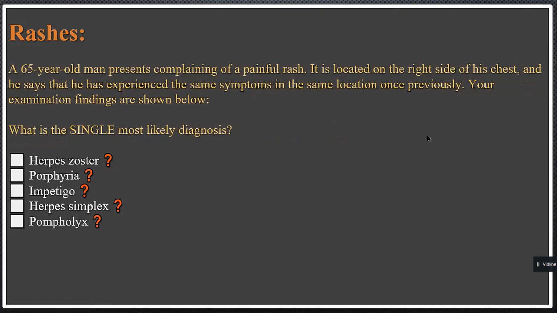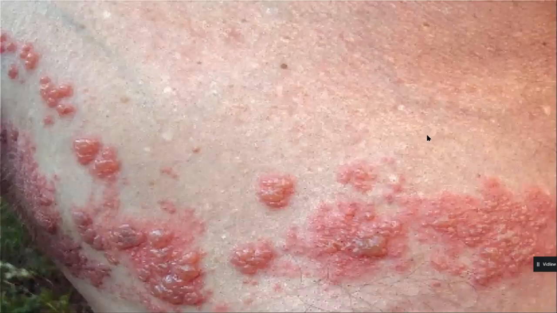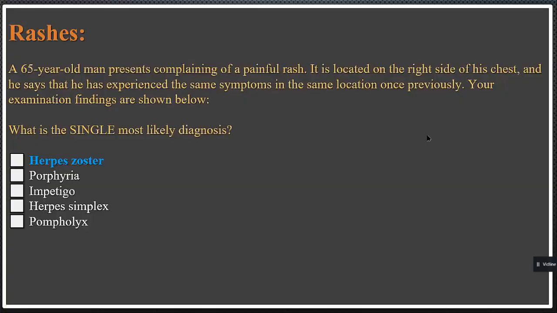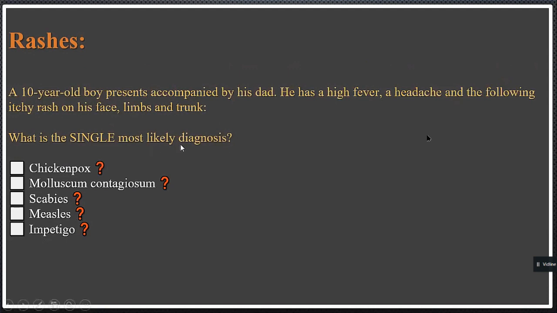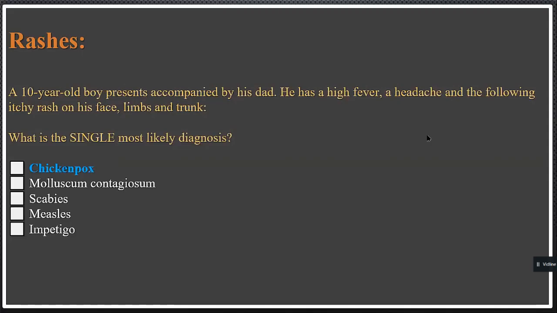Single most likely diagnosis. Painful rash. Could be herpes zoster. Unilateral rash, shingles. Herpes zoster. Okay. Single most likely diagnosis. Chickenpox. A 10-year-old with an itchy rash. Chickenpox. Excellent. Okay.